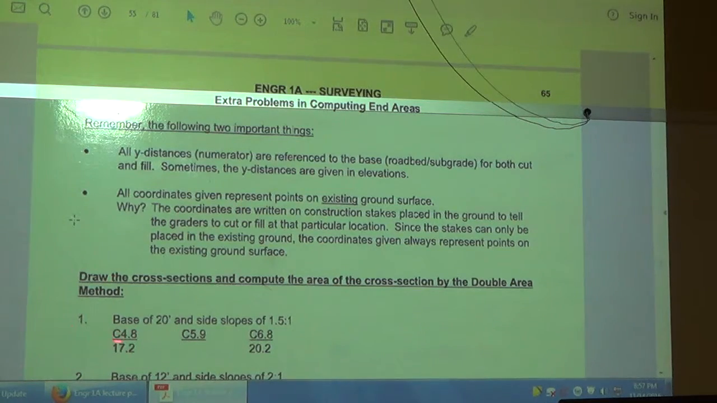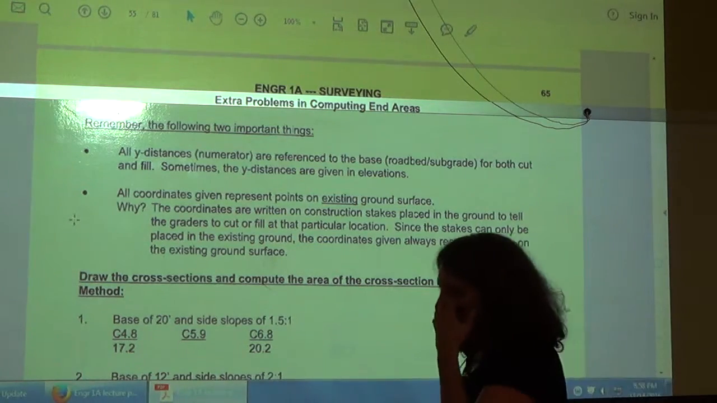And now you want to find these points. You have 4.8, this is a cut, right? So if it's cut, is the existing ground surface going to be above or below the road? Above, because it's cut. So you have to go 17.2 out from the center of the road on the X, and you have to go up 4.8. And then you're going to go out 20.2 on the right and 6.8 up. So draw it first.